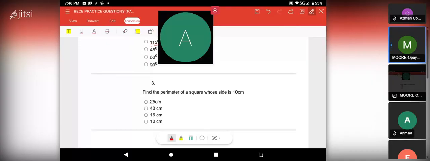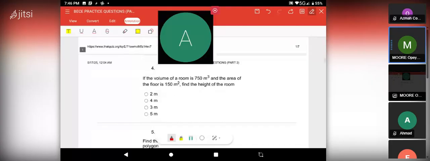Next question. If the volume of a room is 750 meter cube and the area of the floor is 150 meter square, find the height of the room. Who can tell us what to do to get the height of the room? So the answer is 5 meters. You divide 750 by 150.